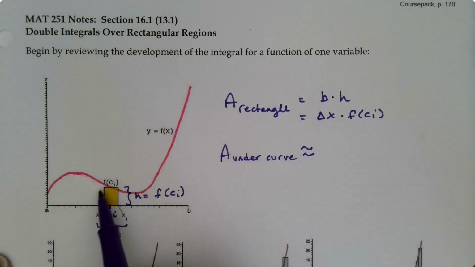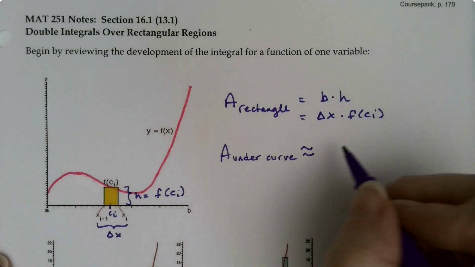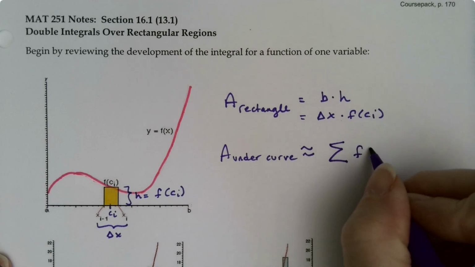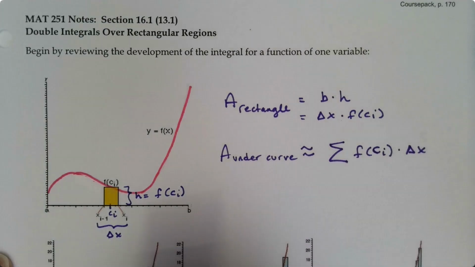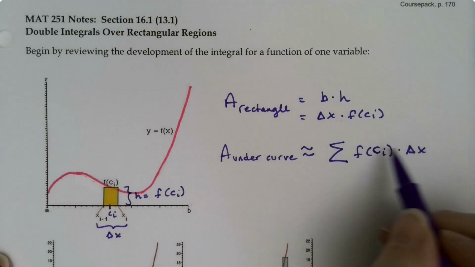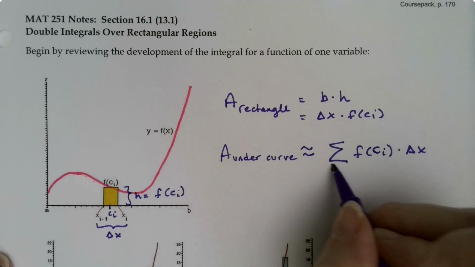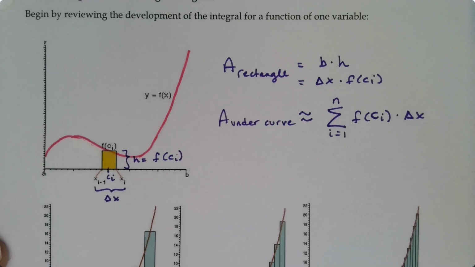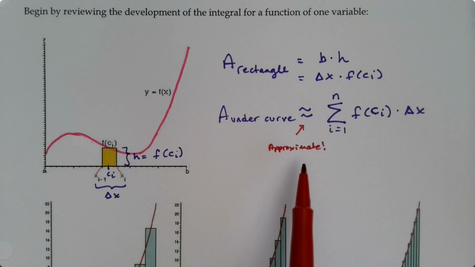Okay, so that's just one rectangle underneath the curve. If I want the area under the whole curve, I want to stack up all of those rectangles. So I want to find all of the f(c_i) times delta x's, rectangle, rectangle, more rectangles, and add them all up, the area of each rectangle. I would start at 1 and end at n. Now this is approximate, not exact, because we're stacking up discrete rectangles.